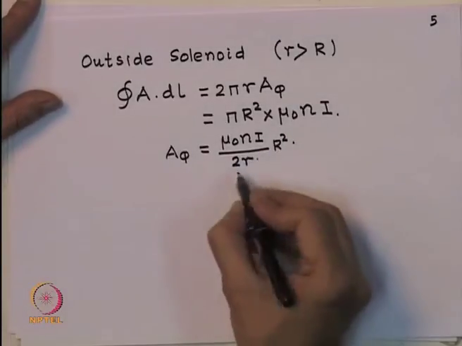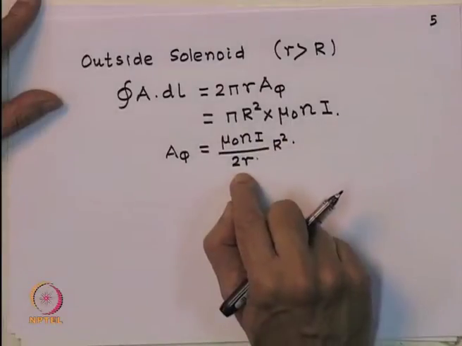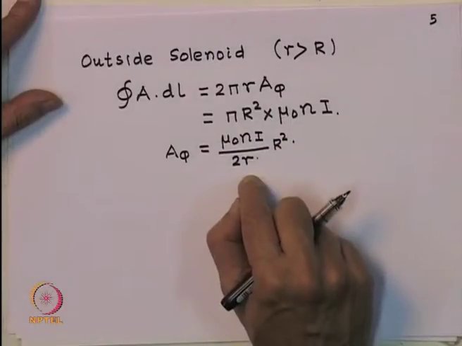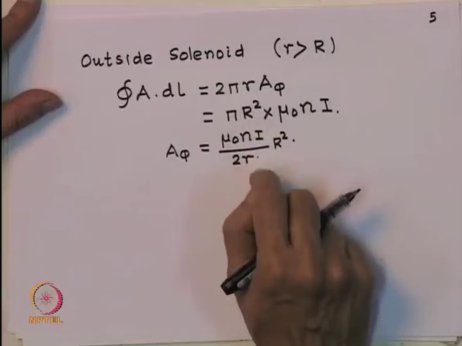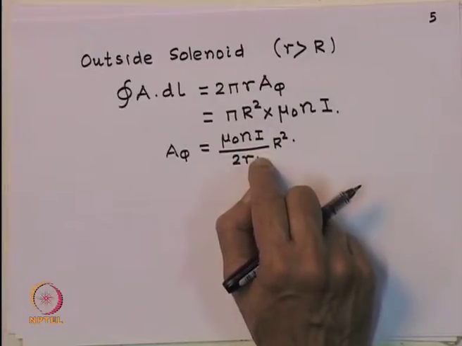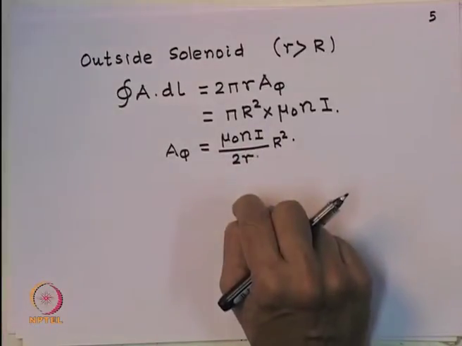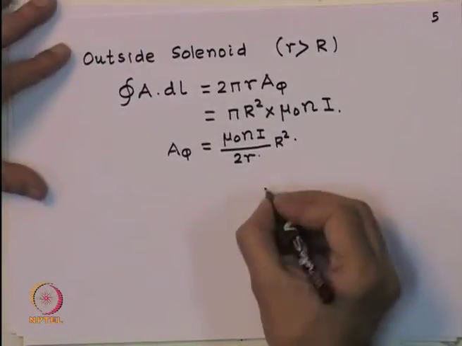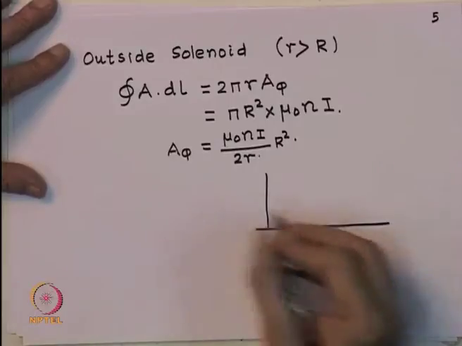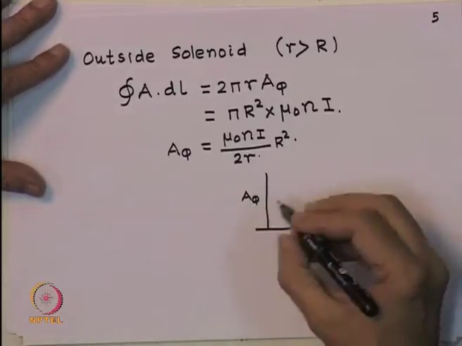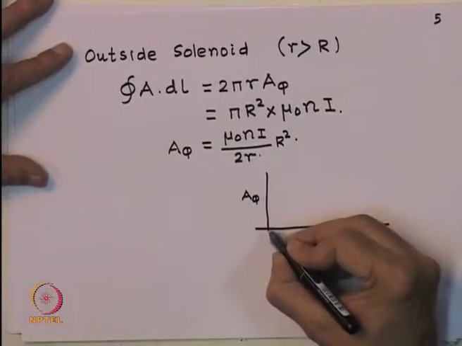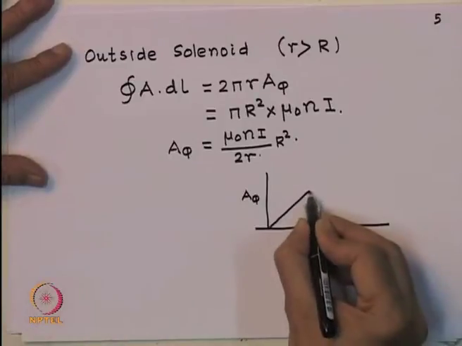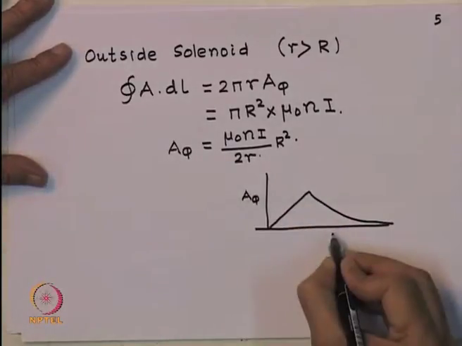So, you notice that the magnetic vector potential with distance r is falling as 1 over r, and inside the solenoid we had seen that it was proportional to r. So, typically the vector potential A phi would do this, that is inside I will have a linear increase, and then of course, there will be a decrease like that.